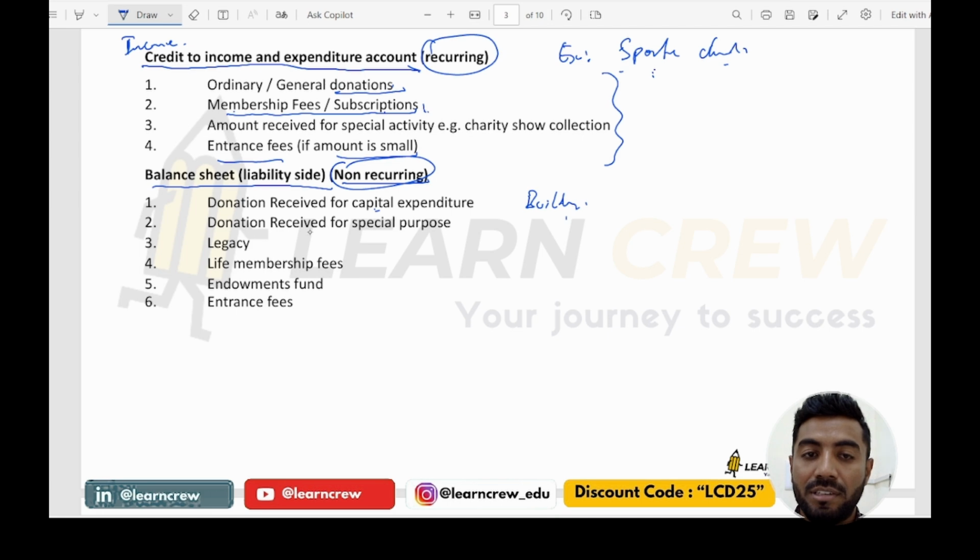Then donation is received for a specific purpose. Any other specific purpose is also to be taken in the balance sheet. Then we have legacy, life membership fees, endowment fees, and entrance fees. Entrance fee we discussed. If it is a small amount, take it in the P&L account, the income and expenditure account. If it is a big amount, then that is to be taken in the balance sheet. Okay. Then coming to legacy, life membership fees. Life membership fee also we discussed here. Then coming to legacy and endowment fees. We look into this in detail in the next slide.